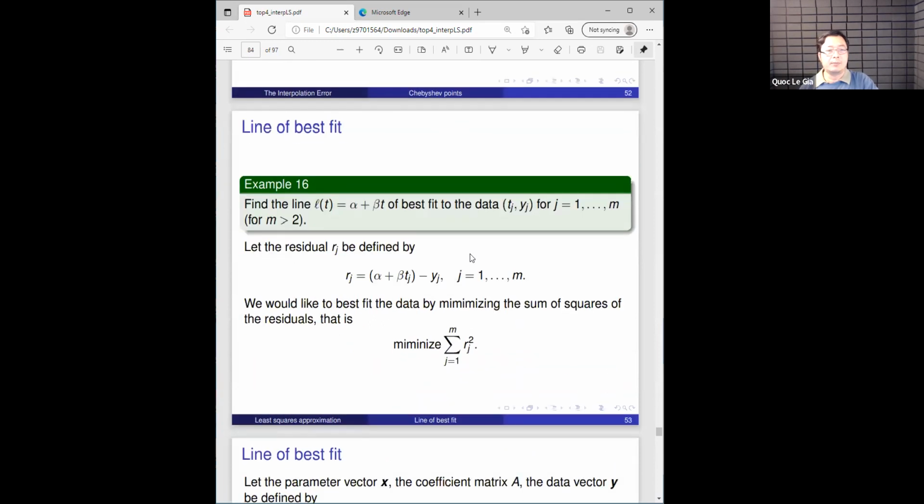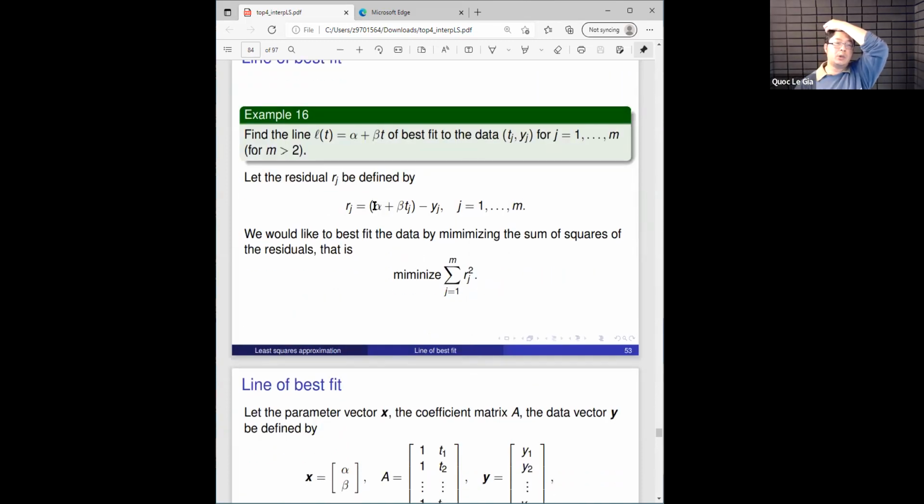So the least square approximation is, suppose you have a collection of data, t_i, y_j, for m points. Then we try to find the line that minimizes the square of the residual. The residual is just the difference between the point on the line and the data point. So maybe let me draw pictures. It's easier to explain by pictures.